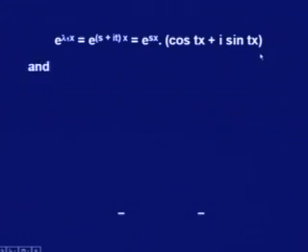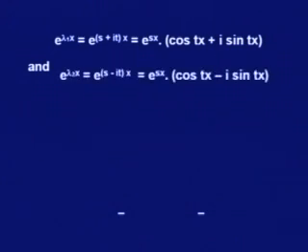Similarly, the second solution e to the power lambda 2 x, that is e to the power s minus i t x, we can get as e to the power s x into cos t x minus i sin t x. They would be linearly independent. Actually, these are a little bit lengthy solutions. We can get smaller ones, that is we can get a linear combination of these two solutions which are again linearly independent. How to get that one?